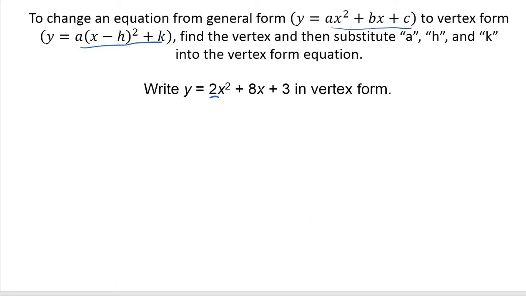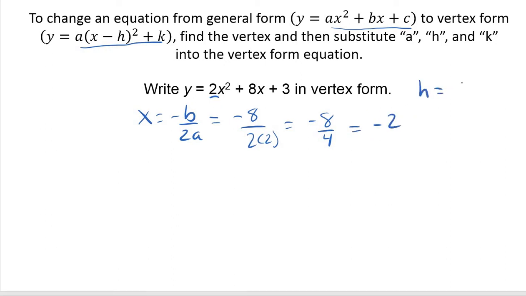Well, if I have an equation like this, remember, how do you find the vertex? Well, you use this guy, negative b over 2a. That actually gives you h. And then you substitute that in and you can get k. So that's what we're going to do. So x equals negative b over 2a. So negative 8 over 2 times 2. Of course, that's negative 8 over 4, which equals negative 2. So we just found h equals negative 2, right? That axis of symmetry is our h value.